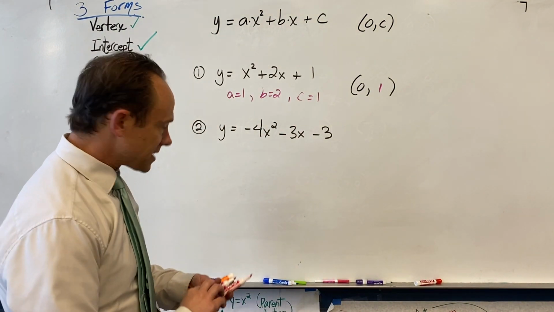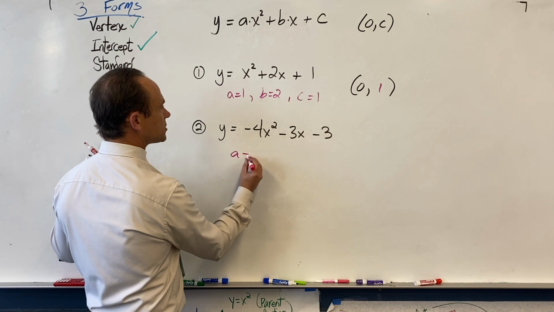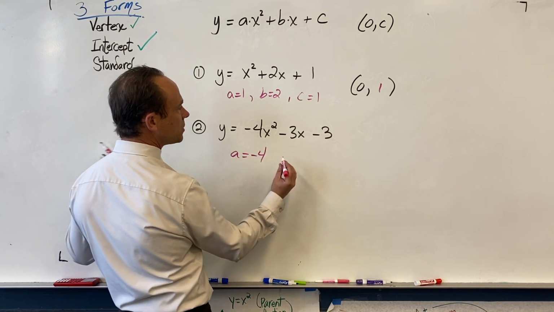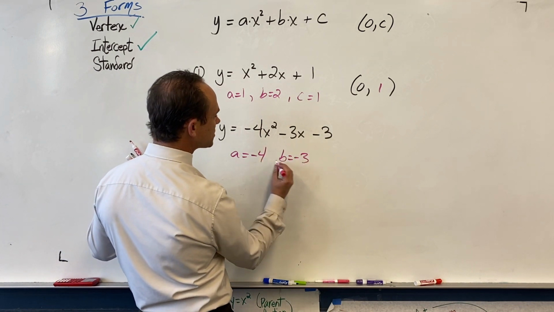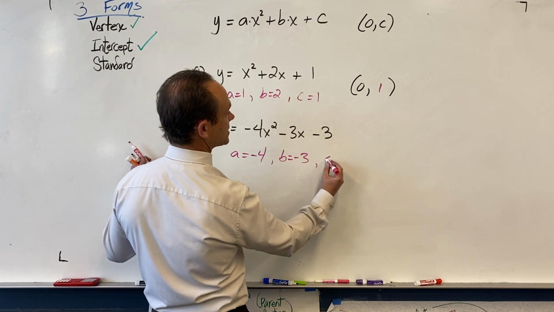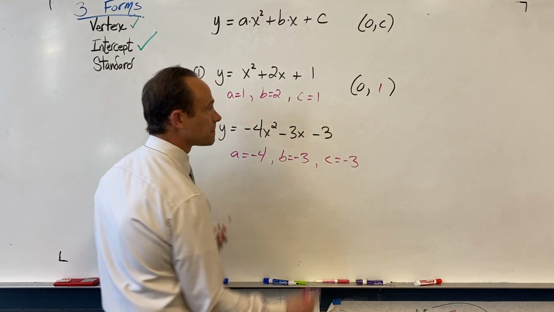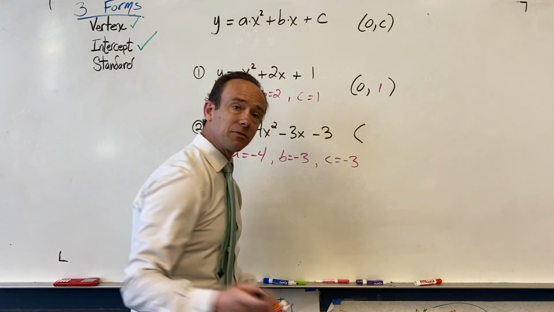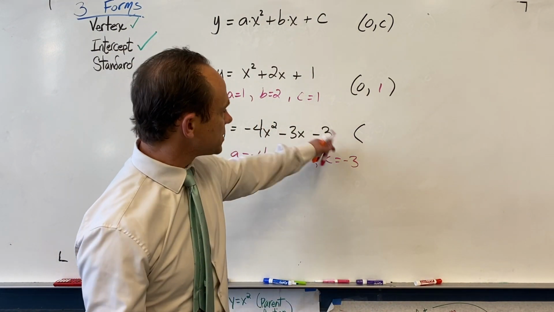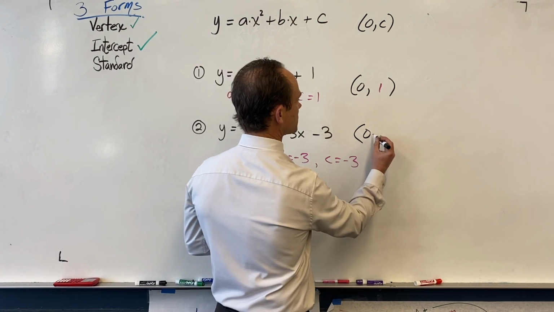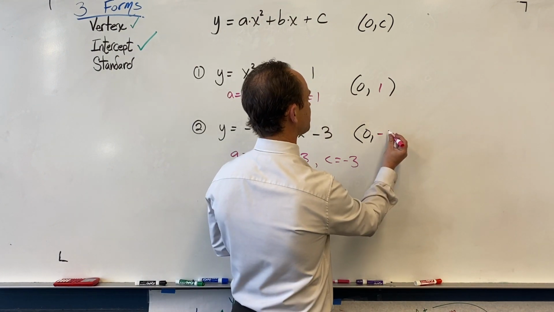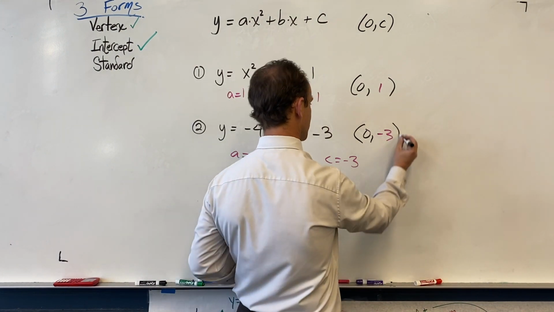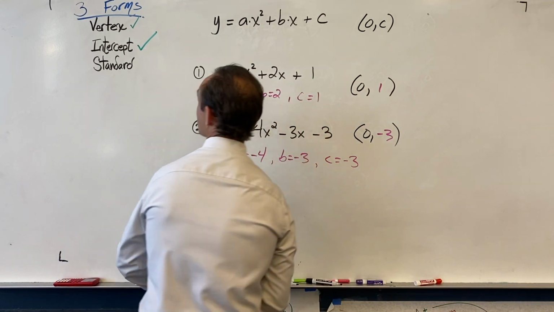All right, let's move down to the second one. Let's write a is -4, b is -3, and c is also -3. How about that? All right, so what does that mean for our y-intercept? Well, it's always the c value. So we're going to go (0, -3). All right, let's put a check mark.